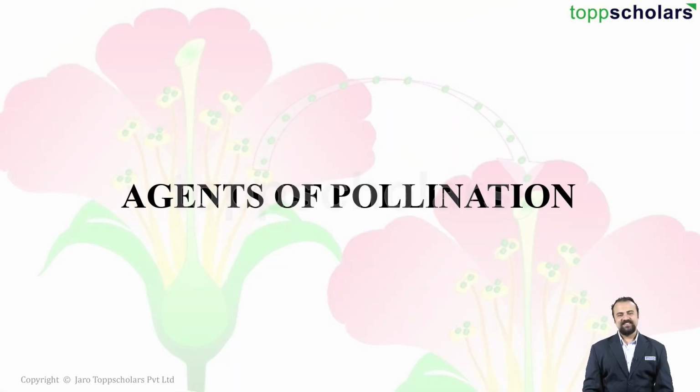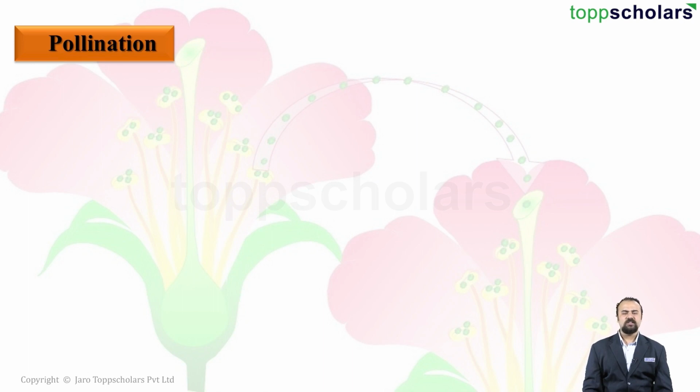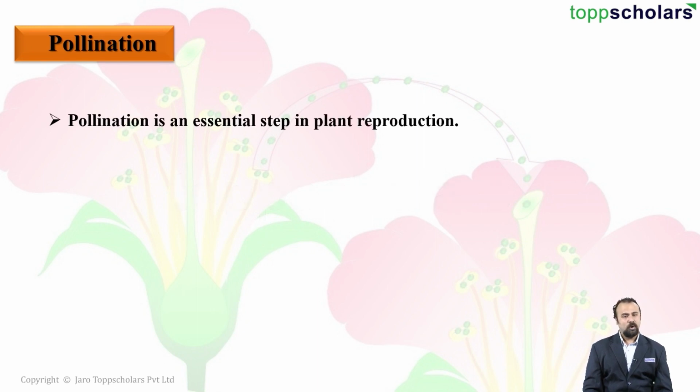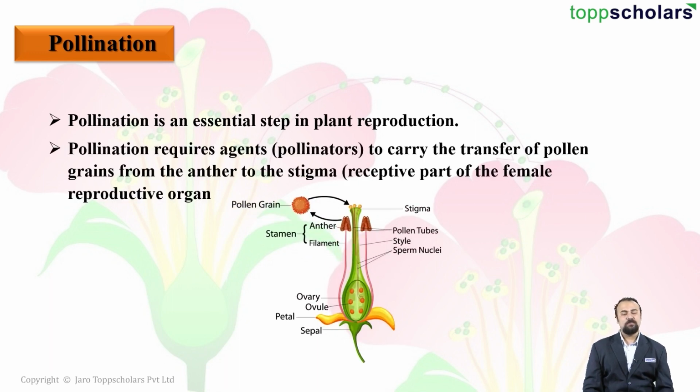Today we'll be talking about another very interesting topic, that is agents of pollination. So students, let us first understand what is meant by pollination. Now, pollination is a very important and essential step in plant reproduction. To be precise, pollination is basically the transfer of the pollen grains from the anther of the flower to the stigma. The stigma is the receptive part of the flower.